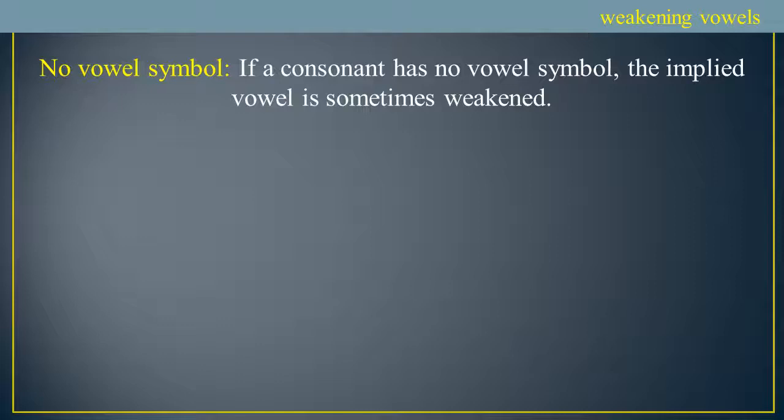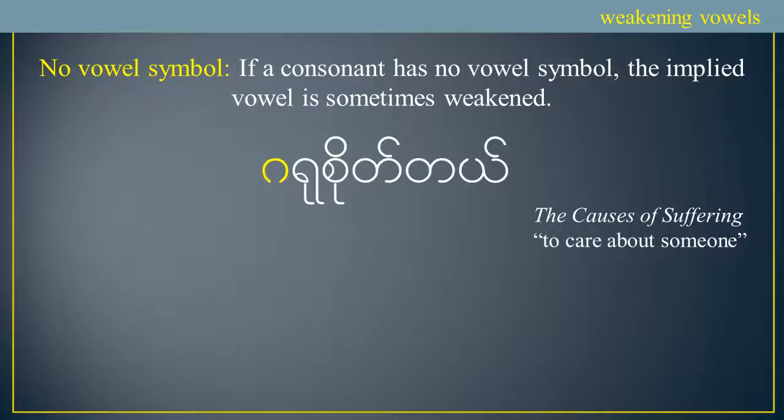So if a consonant has no vowel symbol, do you remember what happens to it? If there's no vowel, how do you know what kind of vowel to associate with it? Well, there's an implied vowel. Remember, it's the short A sound, the creaky tone A. Sometimes in words, that is weakened. Let's look at an example of that.